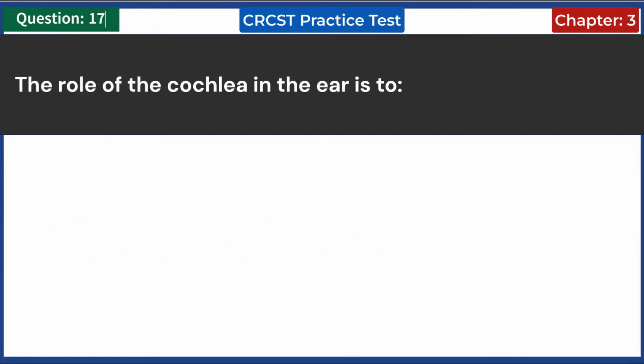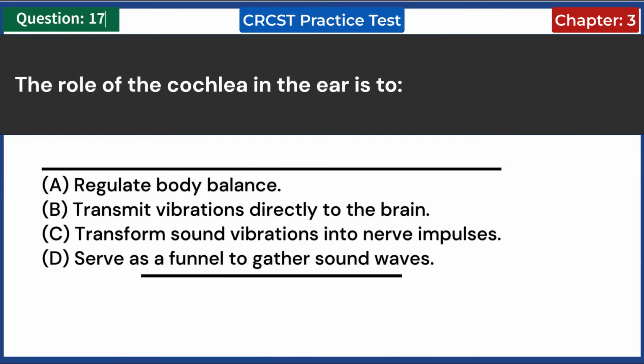The role of the cochlea in the ear is to A. Regulate body balance. B. Transmit vibrations directly to the brain. C. Transform sound vibrations into nerve impulses. D. Serve as a funnel to gather sound waves. Answer: A. Transform sound vibrations into nerve impulses.